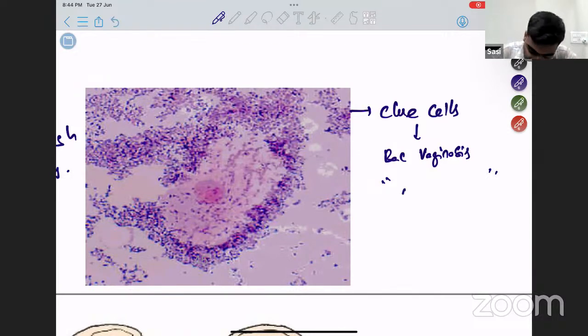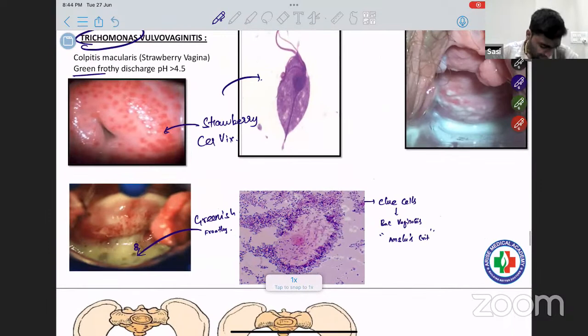Yeah, you will use this criterion as Amsel's criteria. Okay, fine. We know both of these, Trichomonas and bacterial vaginosis, happen in the alkaline pH, whereas only PID happens in the acidic pH. It's our favorite, candidiasis. And to find out this candidiasis, you can see the discharge.